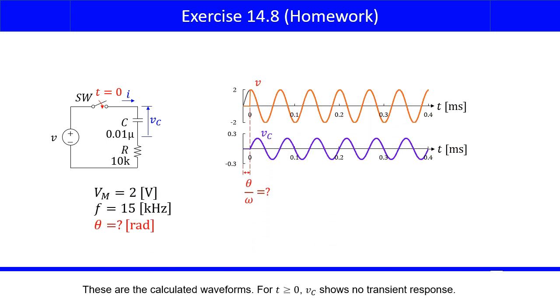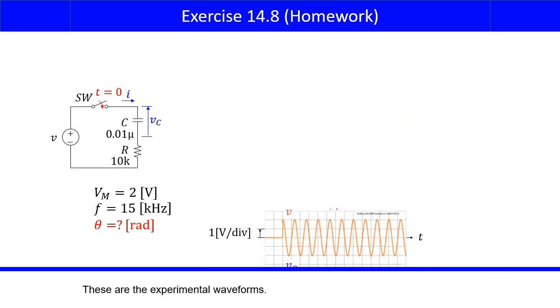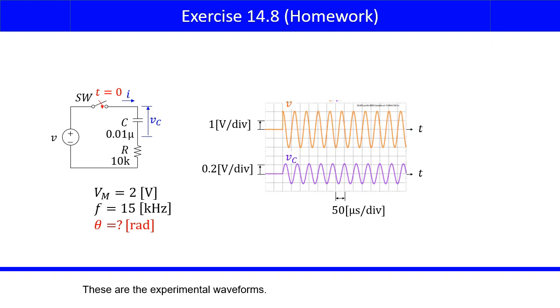These are the calculated waveforms. For t equal to or greater than 0, Vc shows no transient response. These are the experimental waveforms.